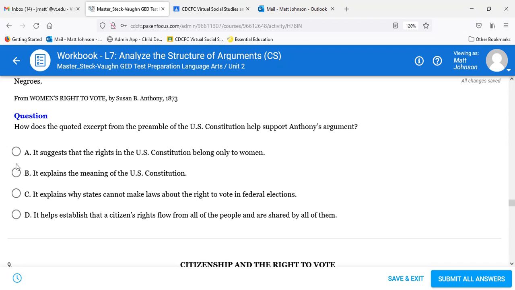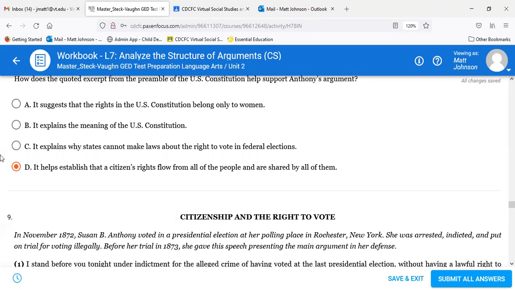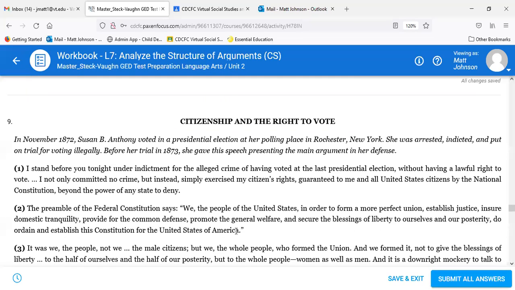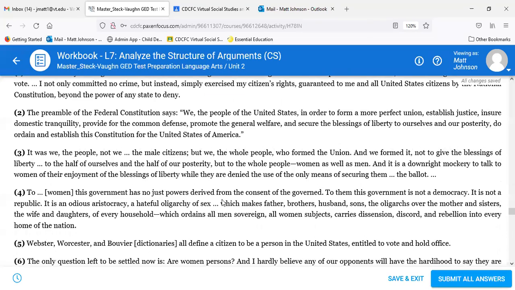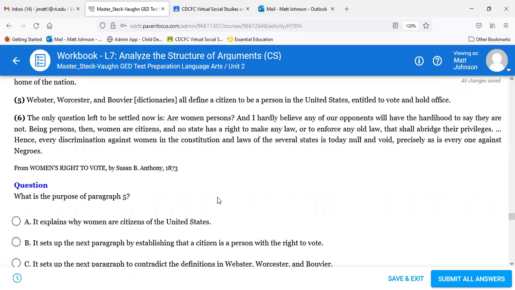Yeah, D, right? It helps establish that citizens' rights flow from all the people and are shared by all of them. Kind of harkens back to what we're talking about, John Locke and Thomas Jefferson, the idea of natural rights, right? Kind of bringing that up again. And let's see, number 9. Etta, how about reading number 9?